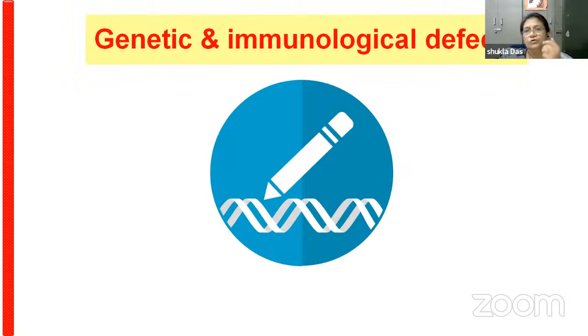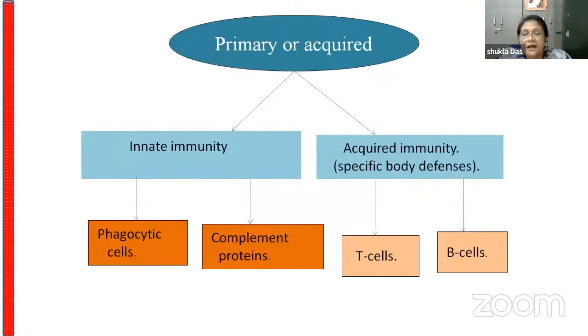Now I will just show you a few slides. So that covers the entire innate immunity, the acquired immunity, which has the cellular and the humoral immunity, and which can go into any polarization, the T cell polarization. Now, genetic and immunological defects, this can be either innate.